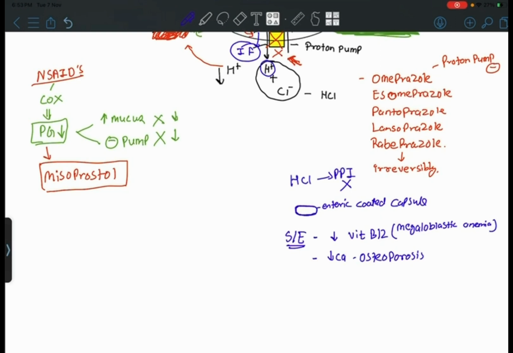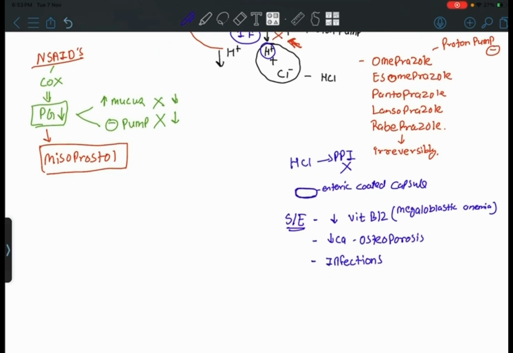And then we can also see an increase in infections. Why? Because acid is one of the defense mechanisms of our body. If any bacteria goes through our mouth, acid will try to kill that bacteria, but if we suppress the acid, bacteria will survive and there is more risk of infections.